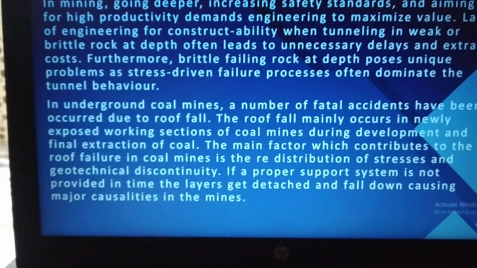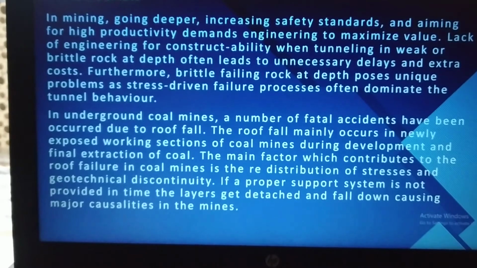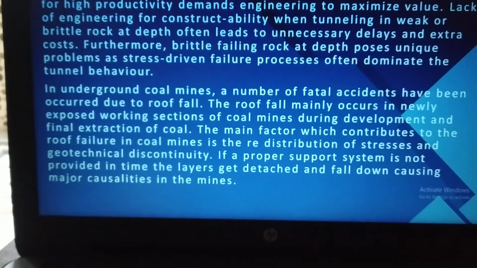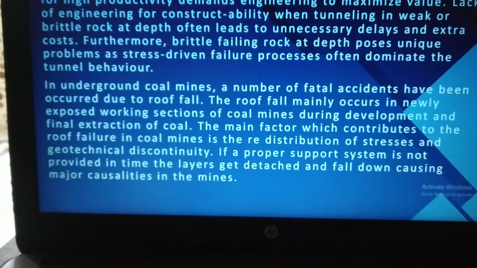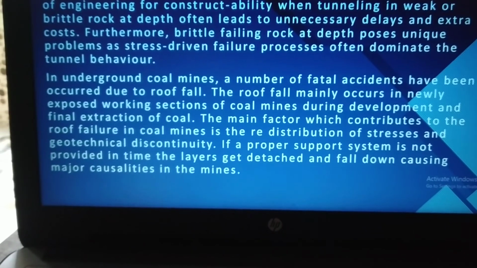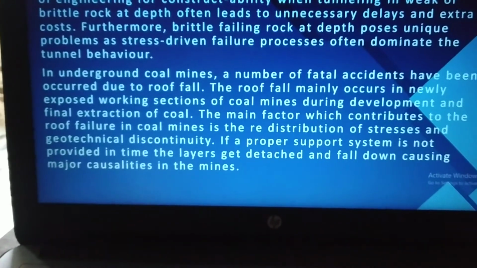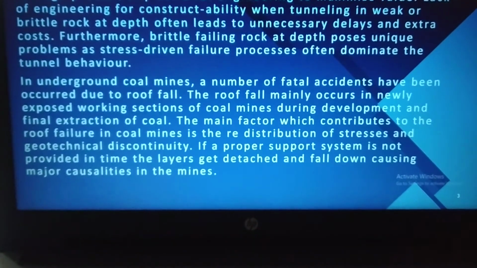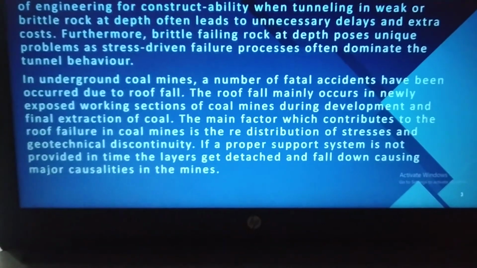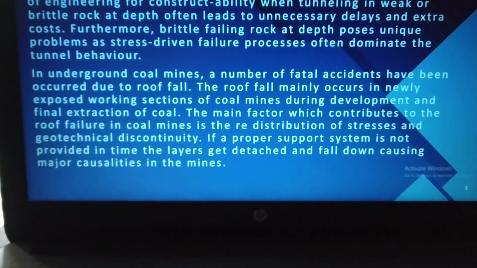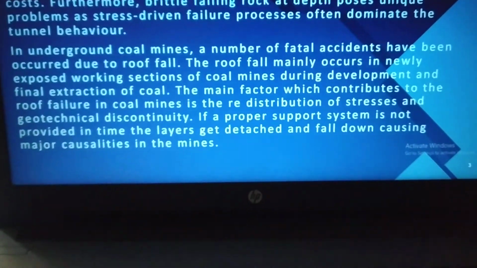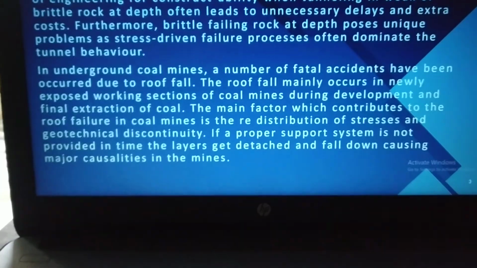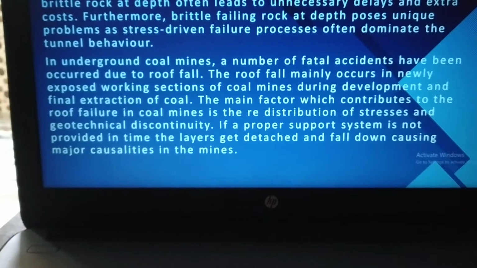Usually in underground coal mines, there are a number of fatal accidents that have occurred due to roof fall. The roof fall mainly occurs in the newly exposed working sections of coal mines during development as well as during the final extraction of coal, that is during depillaring. The main factor which contributes to such roof failures in coal mines is the redistribution of stresses and the geotechnical discontinuity. If we have a proper system design within a proper time, then the layers won't get detached and the fall might not occur.